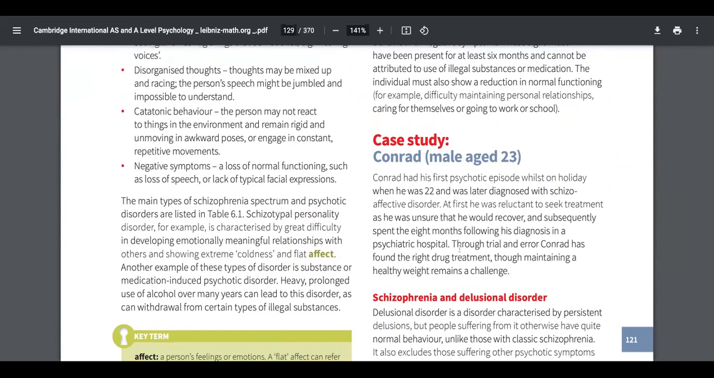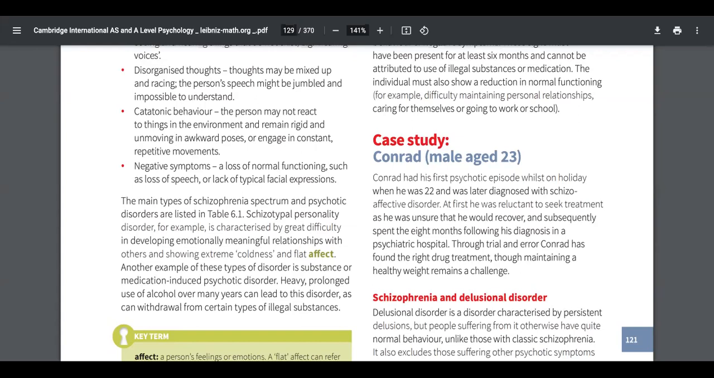At first he was reluctant to seek treatment, and he was unsure that he would recover, and subsequently spent the 8 months following his diagnosis in a psychiatric hospital. Through trial and error, Conrad has found the right drug treatment, but maintaining a healthy weight remains a challenge. Now, when you're looking at the treatments, this is something we already discussed in bipolar: there's the side effect that you start gaining weight. That's the side effect of having atypical antipsychotics. So again, over here as well, he did find the right drug treatment, but the side effect was that he couldn't maintain a healthy weight.